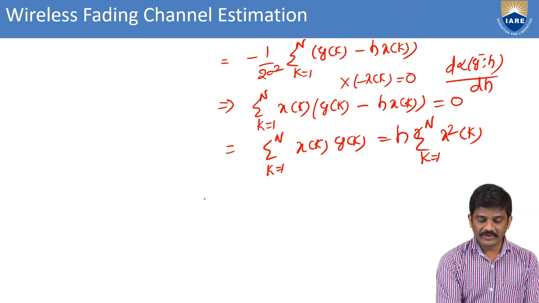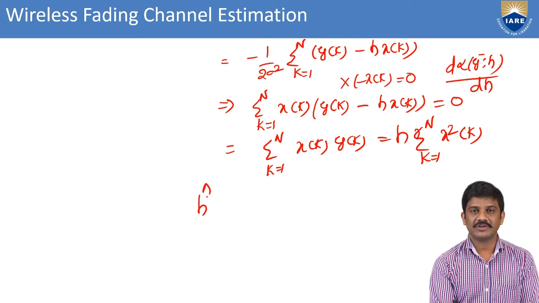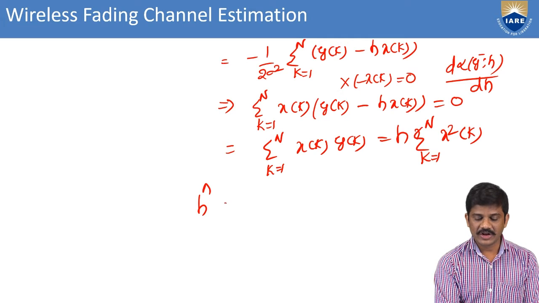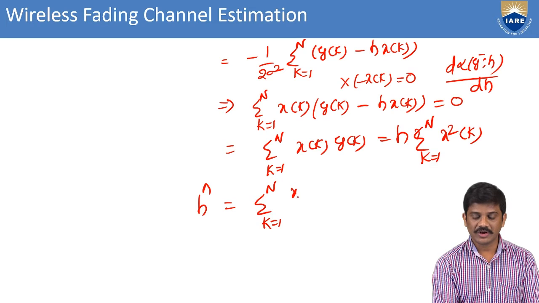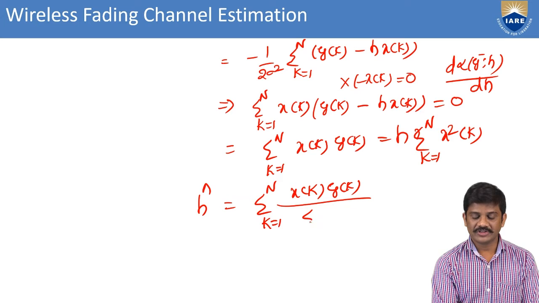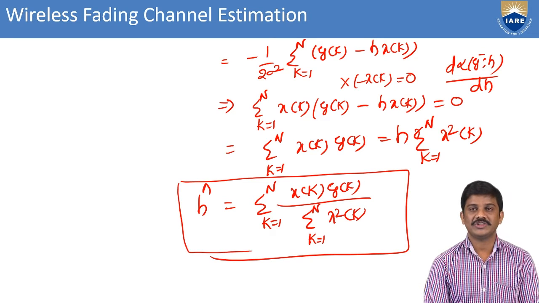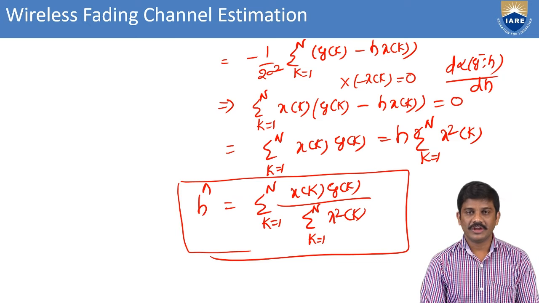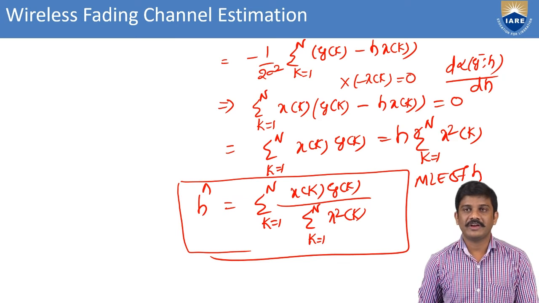But we have to find h hat, that is the estimation parameter. Then we can write h hat equal to summation of k equal to 1 to n, x of k y of k, by summation of k equal to 1 to n, x square of k. This is our maximum likelihood estimation of h, the MLE of h.